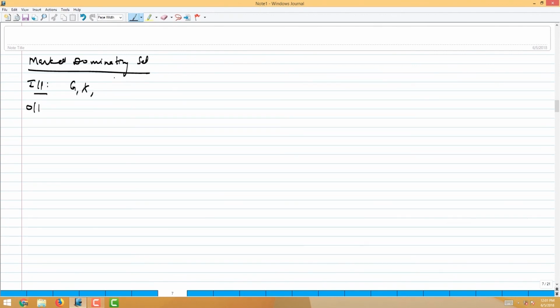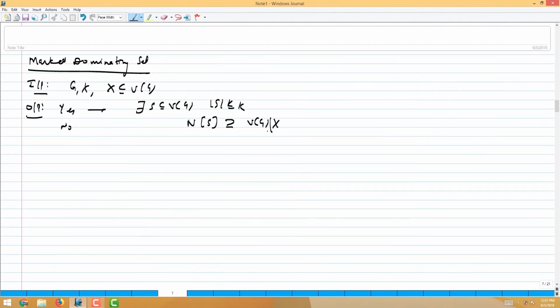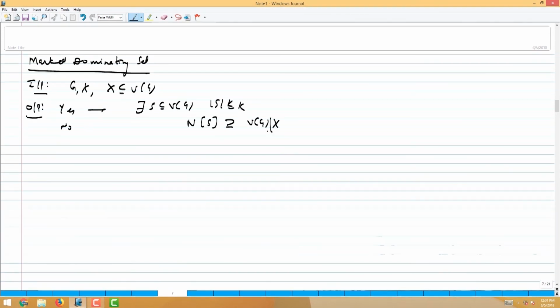So in the marked dominating set problem, I'm also given a set of vertices X, and the output is yes or no. It is yes if there exists a set S of size at most k such that it dominates the vertices of G minus X. So you look at the neighborhood of S; all the vertices of V(G) minus X should be there. It could dominate some vertices of X or not, but it should definitely dominate everything outside X.